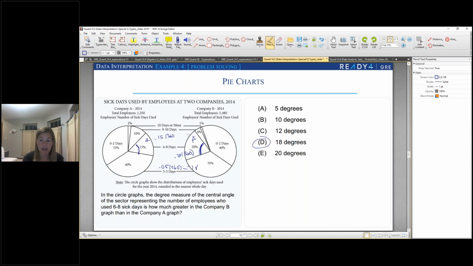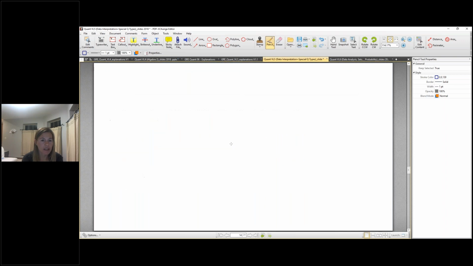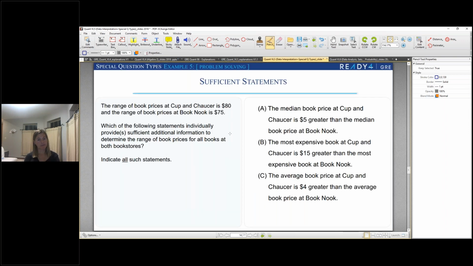Okay, so that's something to watch out for with those pie chart problems: frequently they'll do an angle combination thing. All right, cool. So then we get to this type of thing. Here we've got a little bit of a range problem, a little bit like that 167 items problem, but there's a sufficiency element to it.